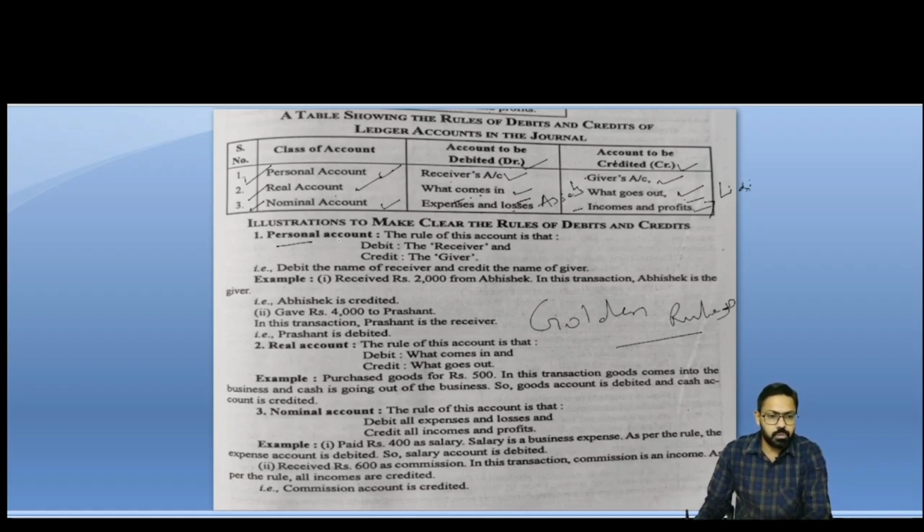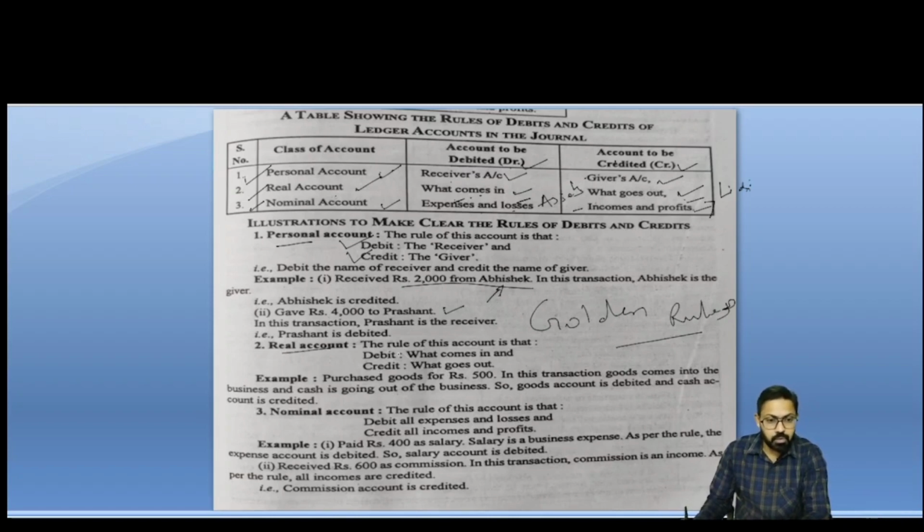As we know, in a personal account, debit the receiver, credit the giver. So, received 2000 from Abhishek. Suppose you are receiving 2000 from Abhishek. Abhishek is the giver, so Abhishek will be credited. Got it? If you gave rupees 4000 to Prashant, then Prashant is the receiver, so he will be debited.